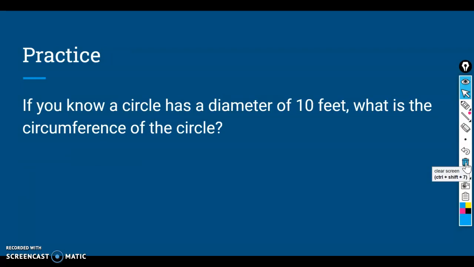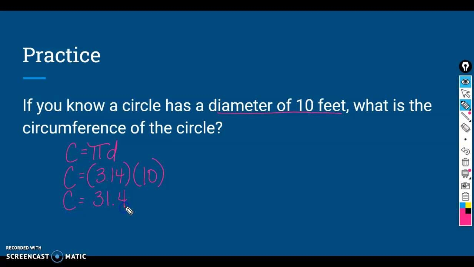Alright, look at our first practice problem. If you know a circle has a diameter of 10 feet, what is the circumference of the circle? Here we see we're given a diameter of 10 feet, and we need to calculate circumference. Circumference is pi times diameter. So I would replace pi with 3.14 and multiply that times our diameter of 10 feet. 3.14 times 10 is 31.4 feet. So this is the circumference of our circle.